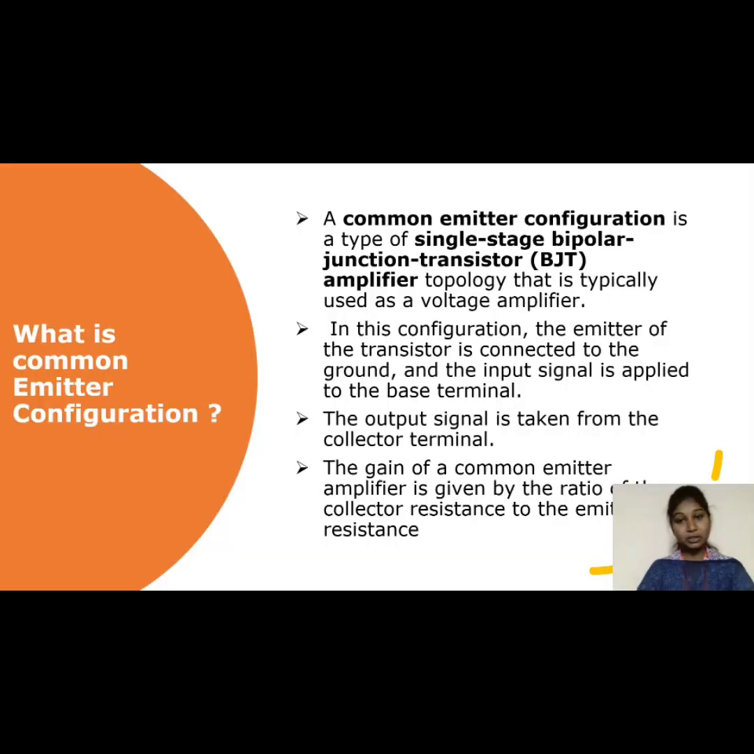What is common emitter configuration? A common emitter configuration is a type of single-stage bipolar junction transistor amplifier. It is typically used as a voltage amplifier. In this configuration, the emitter of the transistor is connected to the ground and the input signal is applied at the base terminal. The output signal is taken from the collector terminal and the gain is given by the ratio of the collector resistance to the emitter resistance.